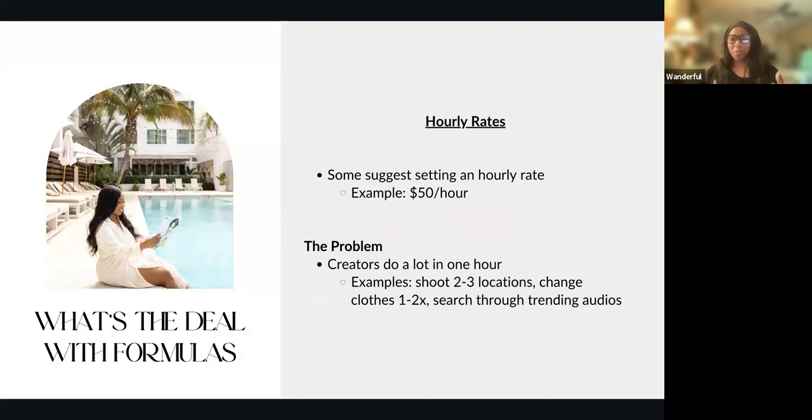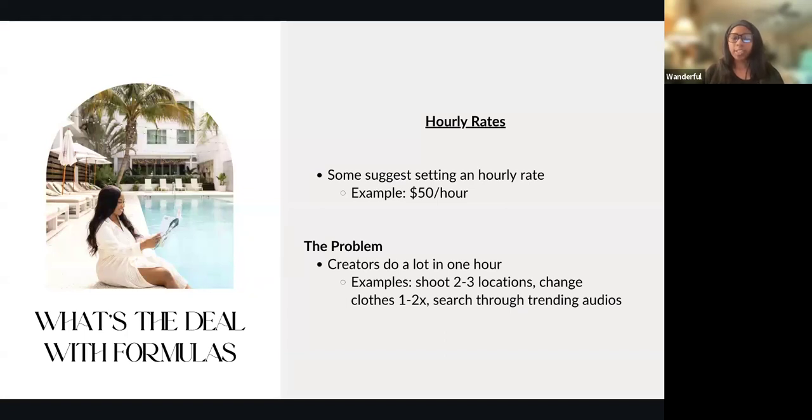So, what's the deal with formulas? I'm just going to go over three top ways that I often see creators set their rates, and I'm going to just point out the issue with these, and mainly just to bring awareness to the fact that by following these formulas, you are certainly leaving money on the table.